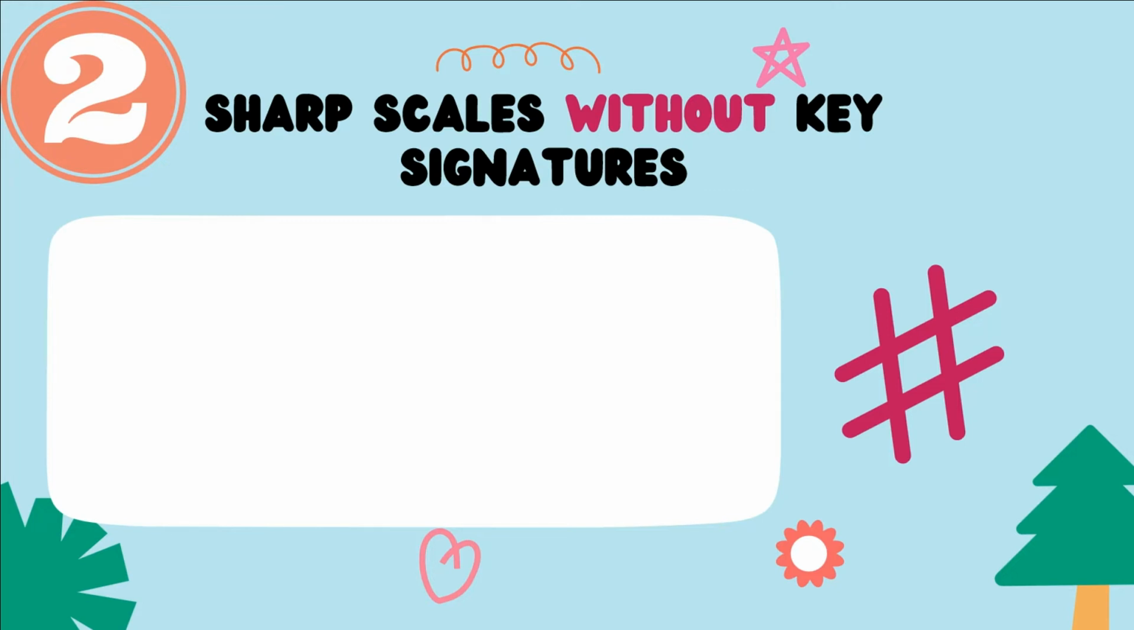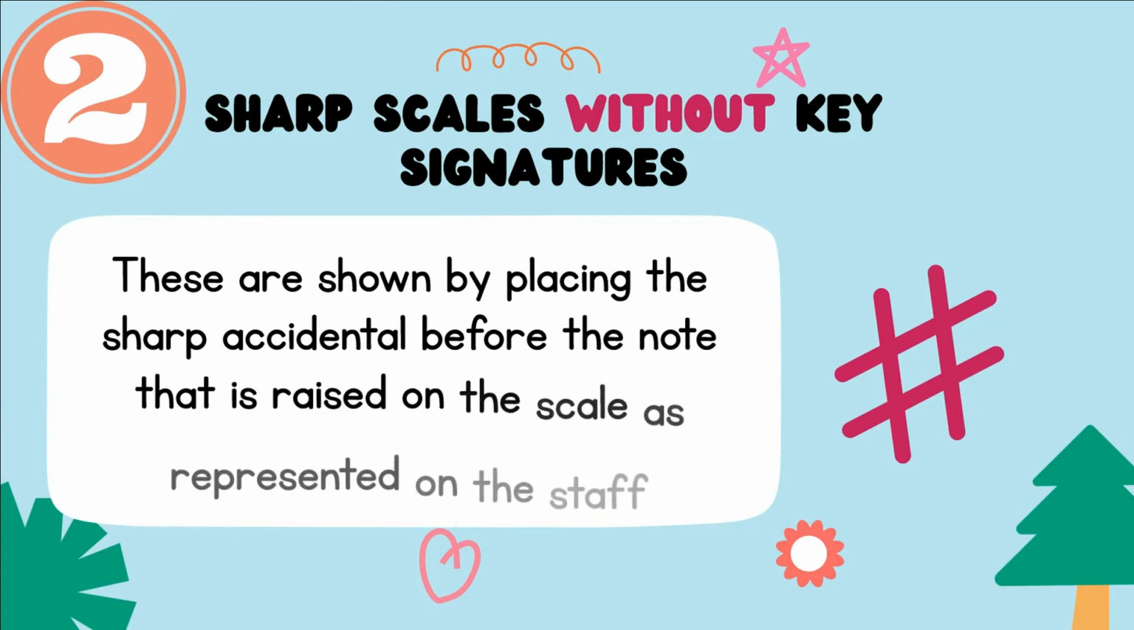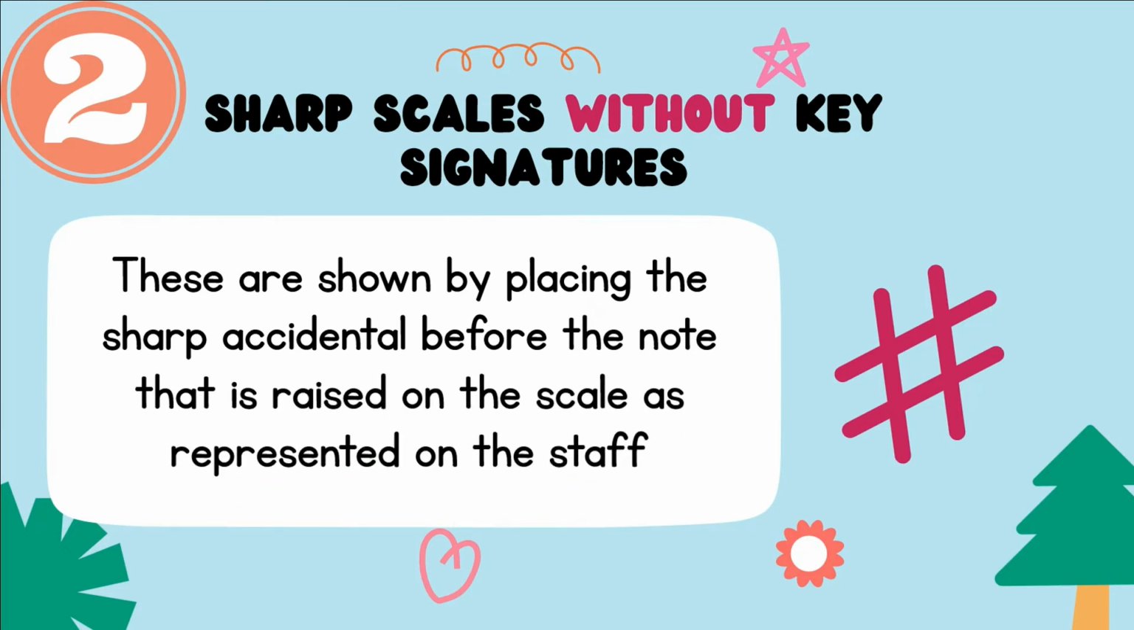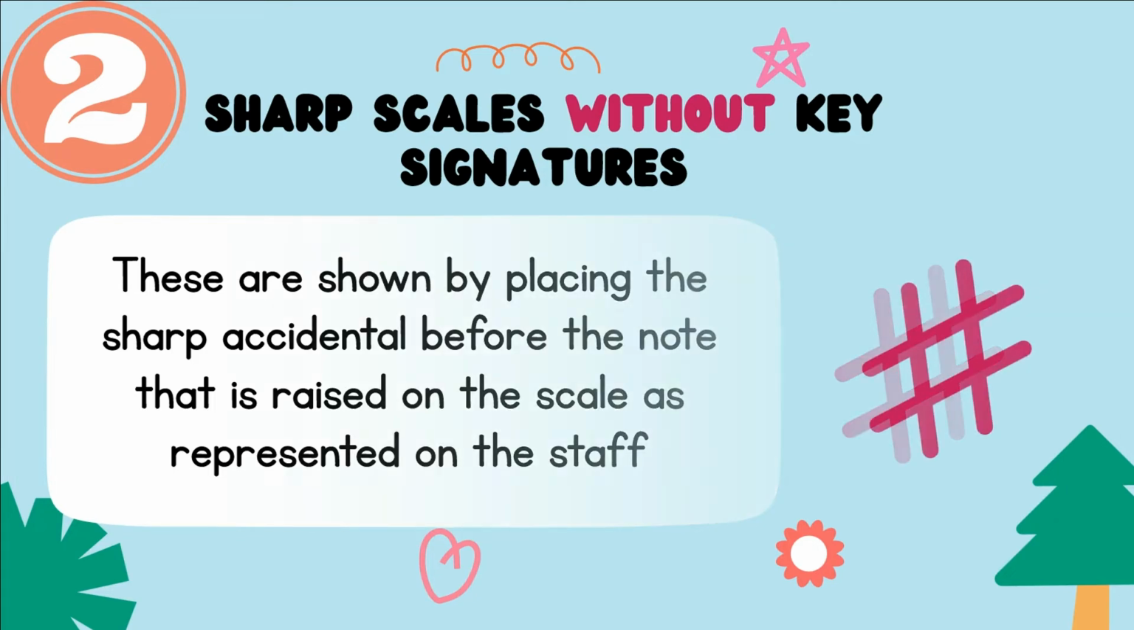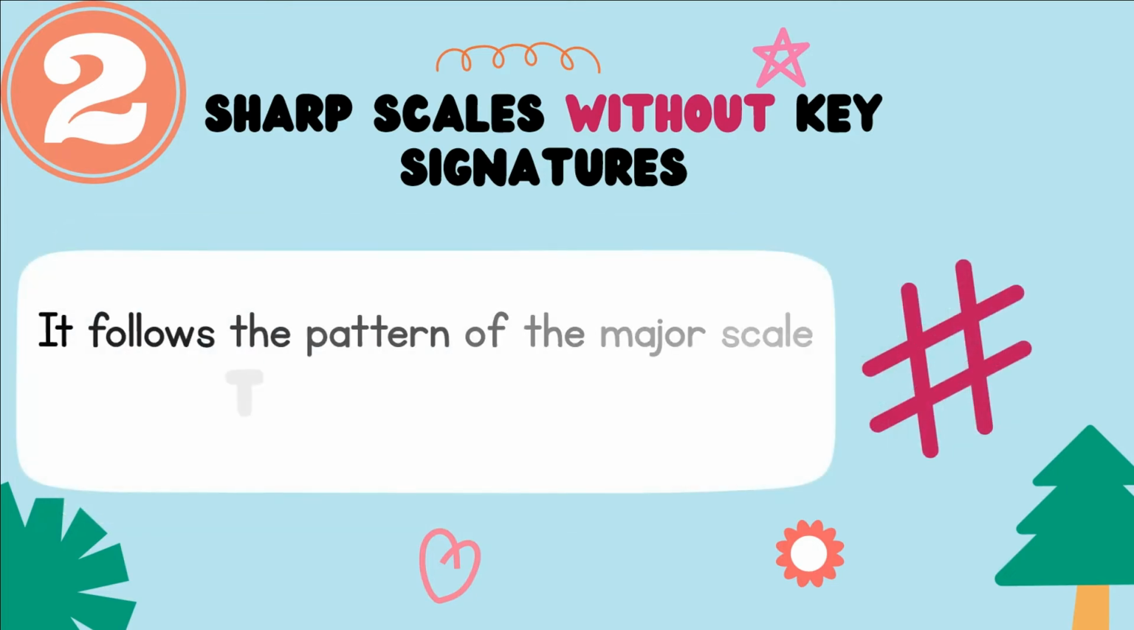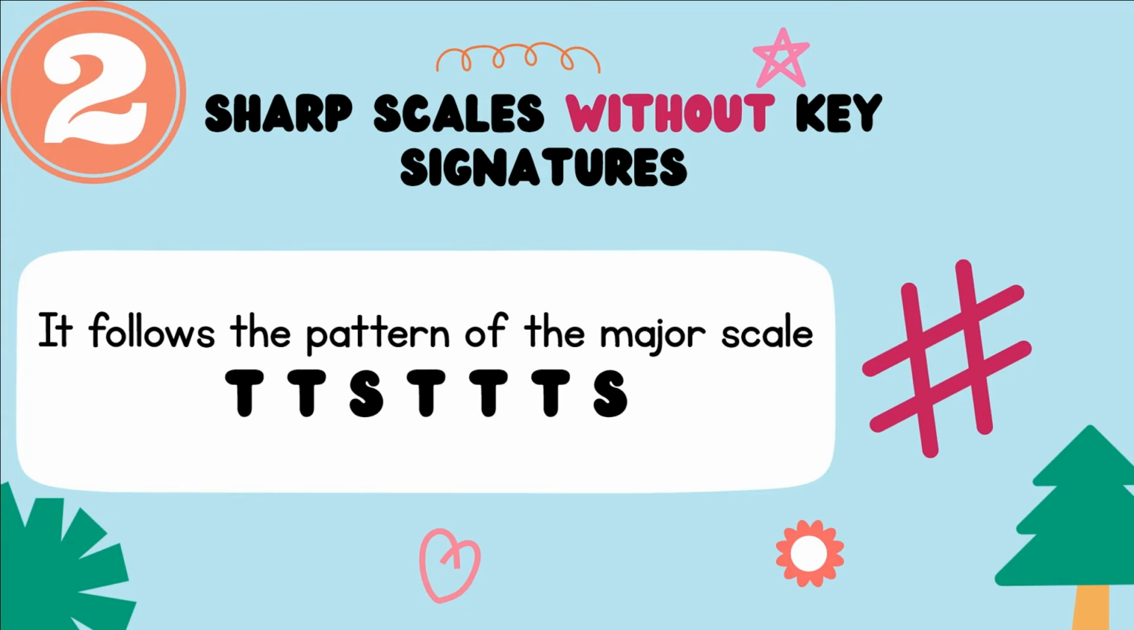Now, first, let's know that the sharp scales without key signatures have sharp accidentals placed before the note that is raised on the scale. So when we arrange the notes on the staff, this time we place the accidental before the note that is going to be raised. You know, the effect of a sharp is that it raises the note by a semitone. So let's take this example, and let's not forget that it follows a pattern because we are looking at major scales, and the pattern is tone, tone, semitone, tone, tone, tone, semitone.